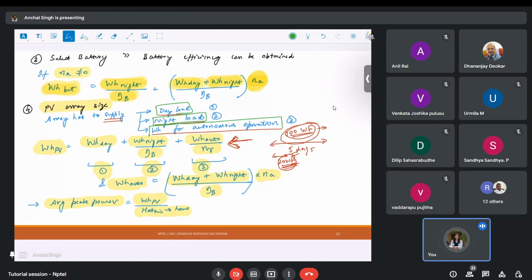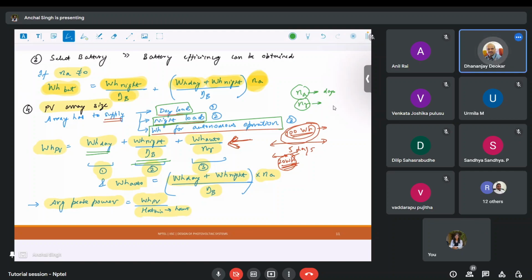So the day load is written as WH day, night load is written as WH night by efficiency of battery. And then the third is autonomous operation. For autonomous operation, WH auto is the total energy that I need for any number of days. If I am assuming NA as the number of days for which I will have to go for autonomous operation, and NR as the days during which I will be recharging my battery. So, did you understand the concept of NA and NR?